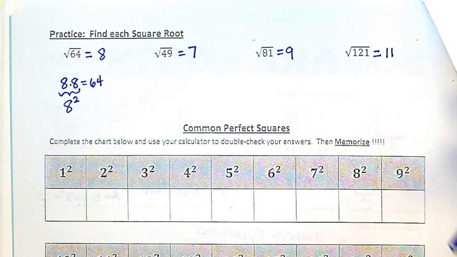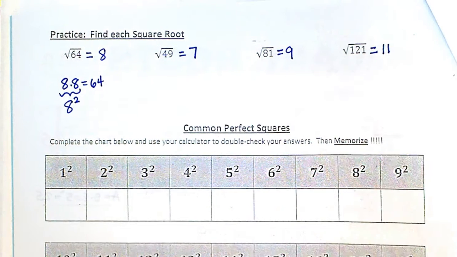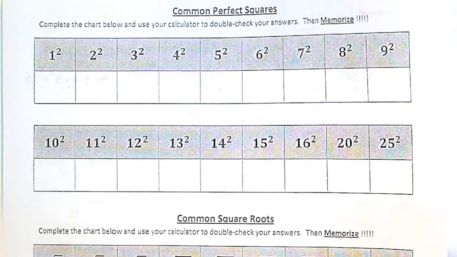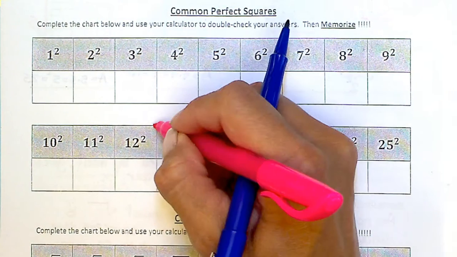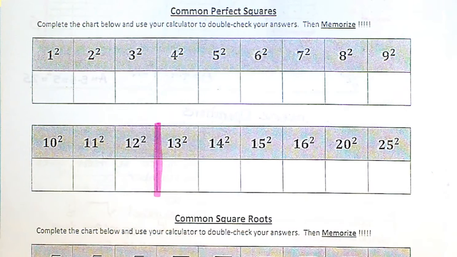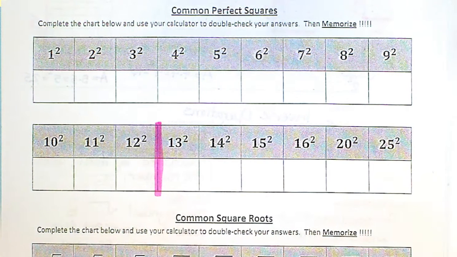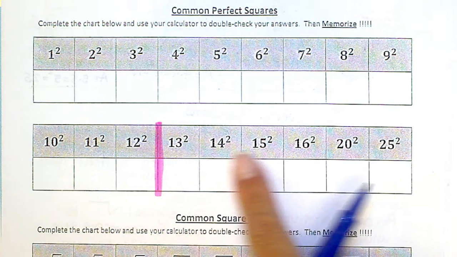So let's go ahead and do our common perfect squares, and this is the chart that I would like for you to memorize. Now, most times you're only going to memorize up to 12 squared, but I wanted to give you some additional ones just so that you could see some other common ones that may appear.